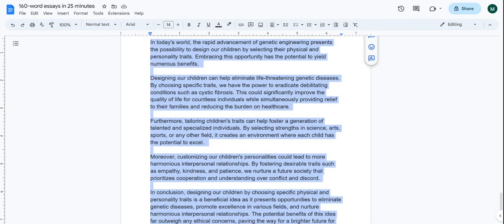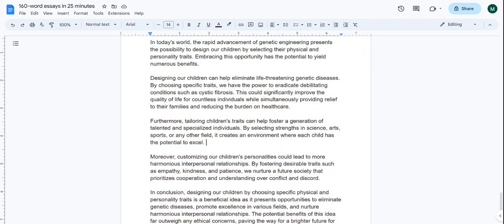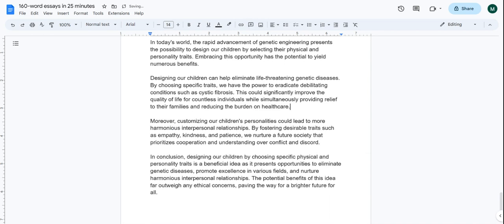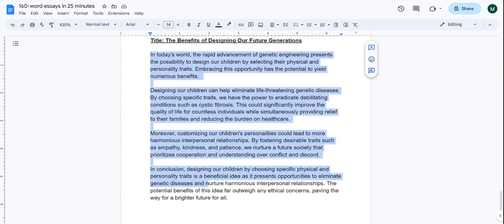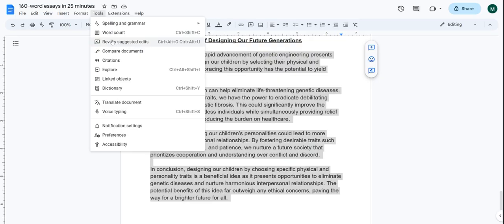So, oh, I think I'm going to delete, and I hate to do it, right writers, but I think I'm going to delete that paragraph on helping foster a generation of talented and specialized individuals. And I'm going to delete that paragraph and take that part out, promoting excellence in various fields. So taking that out. Now let's take a look at, again, 160 words here and see where we are.